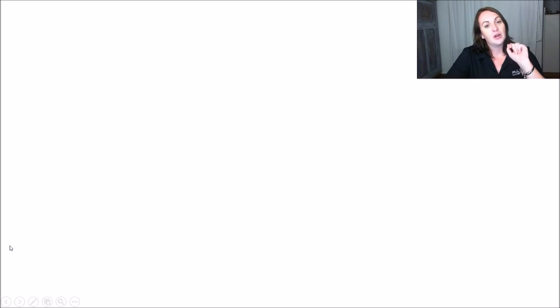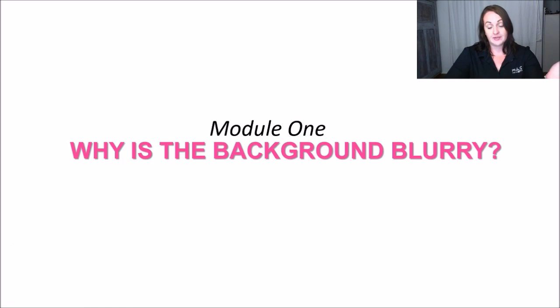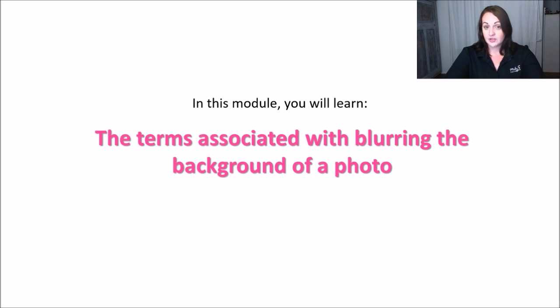So in this module we're going to cover why the background is blurry in your images. But more importantly than that, we're going to look at how to do it deliberately. In this module you will learn the terms associated with blurring the background of a photo. I know you may not want to know the exact photography terms, but you do need a basic understanding of these in order to be able to work this thing. So, the terms associated with blurring the background of a photo, in simple language, I promise.